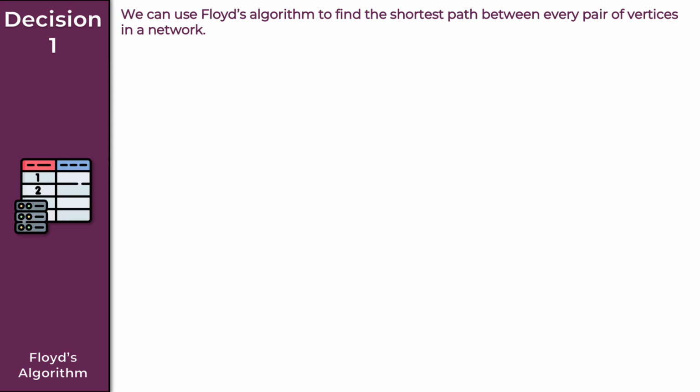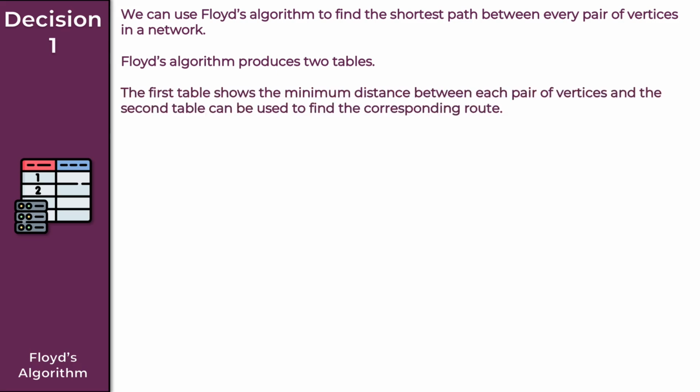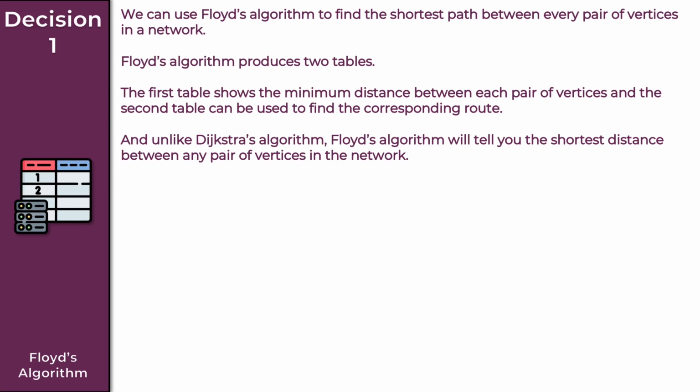In this video, we're going to take a look at Floyd's algorithm. We can use Floyd's algorithm to find the shortest path between every pair of vertices in a network. Floyd's algorithm produces two tables. The first table shows the minimum distance between each pair of vertices, and the second table can be used to find the corresponding route. And unlike Dijkstra's algorithm, Floyd's algorithm will tell you the shortest distance between any pair of vertices in the network.